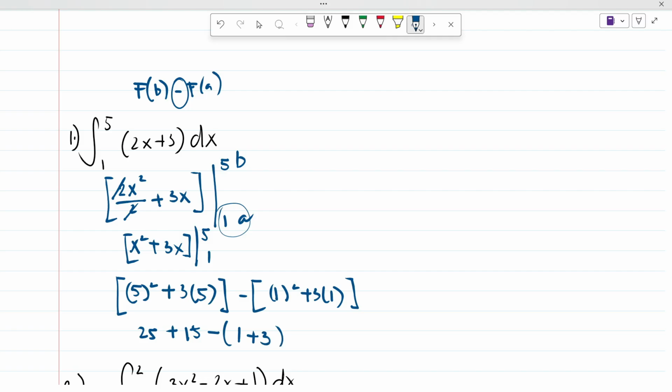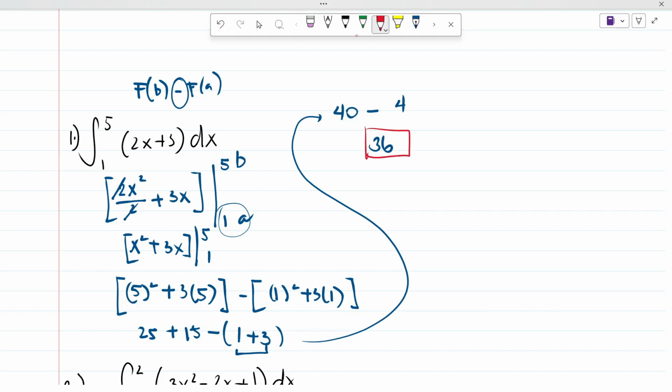Gets? So, next, 25 plus 15 is 40. 40 minus 4, and this will be equal to 36, guys. Gets?